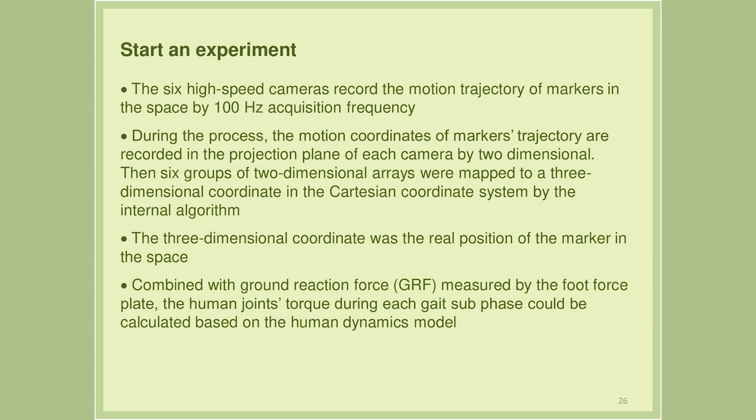The idea of biomechanics analysis of the human lower limb is to employ experimental data in the form of the dependence of the coordinates on time of the markers on the lower limb. This reveals the real position of markers in space. Combined with the ground reaction force measured by the foot force plate, the human joint torque during the gait subphases could be calculated based on the human dynamics model.